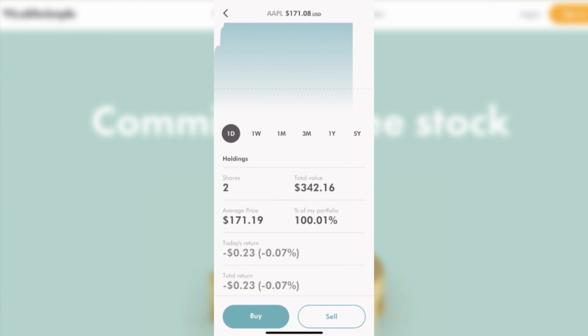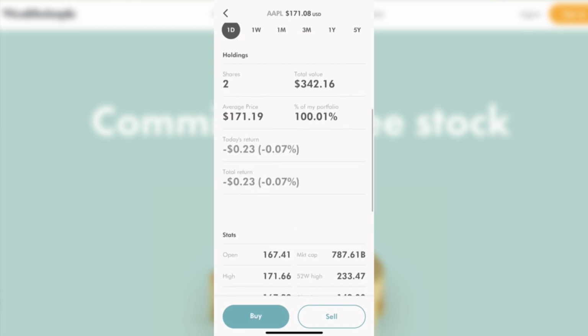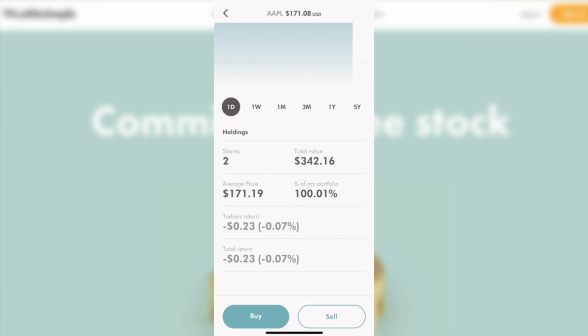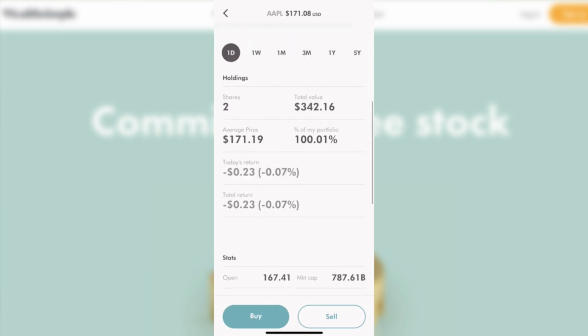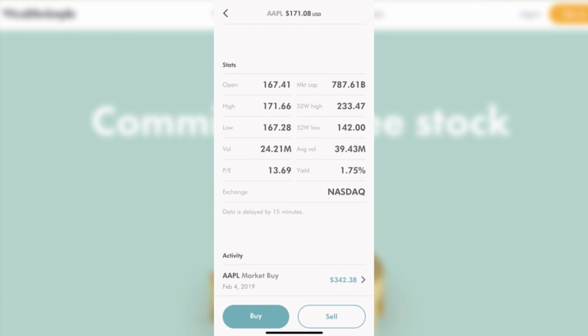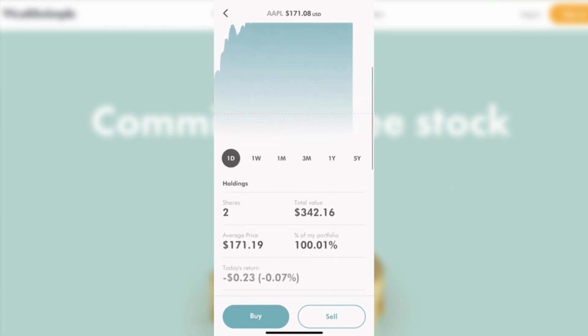Now I'm just going to hold these 2 shares of Apple and wait for Apple to go to $1 million per share, just like Bitcoin. And I'll be as rich as those crypto millionaires out there. So stay tuned for that.